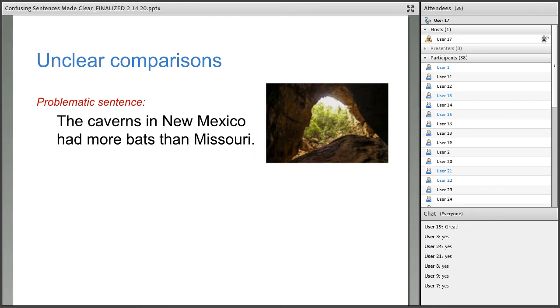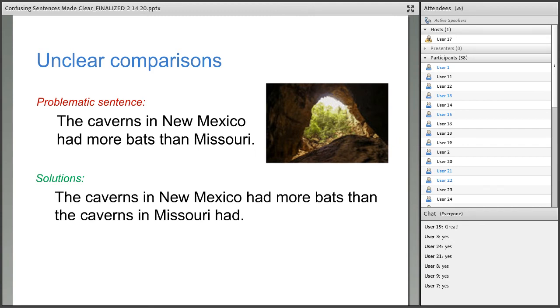Here's another example with a problematic comparison. As written, the sentence, "The caverns in New Mexico had more bats than Missouri," compares New Mexico caverns to the state of Missouri, and the author's intentions are unclear. If the author meant to compare caverns in the two states, the sentence could be changed to, "The caverns in New Mexico had more bats than the caverns in Missouri had."